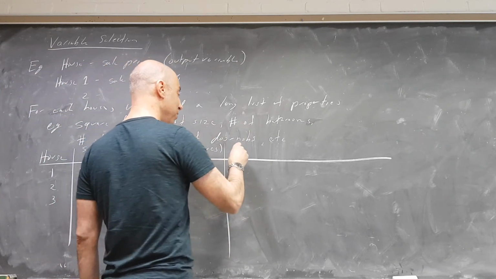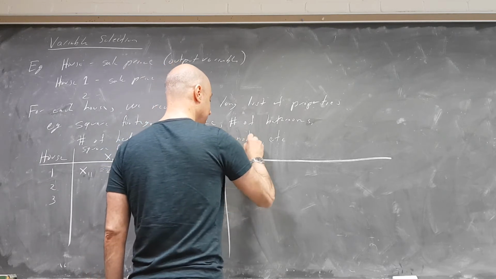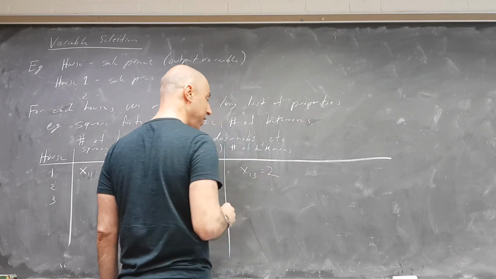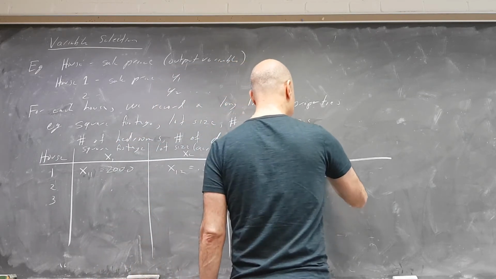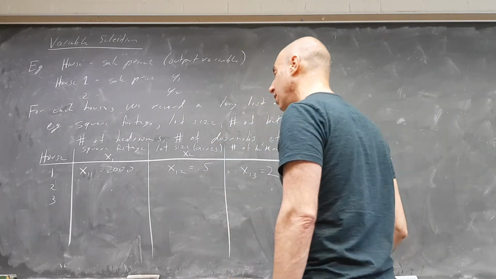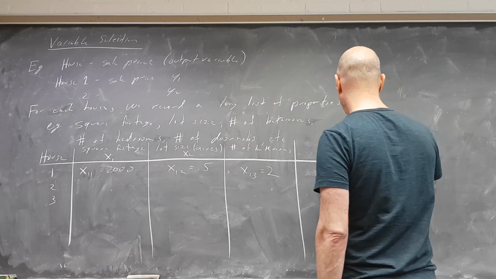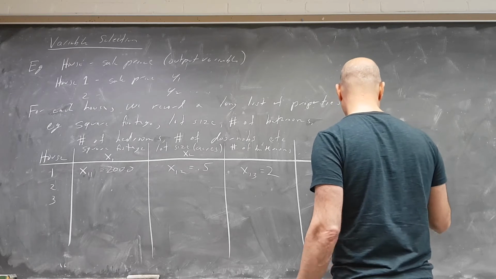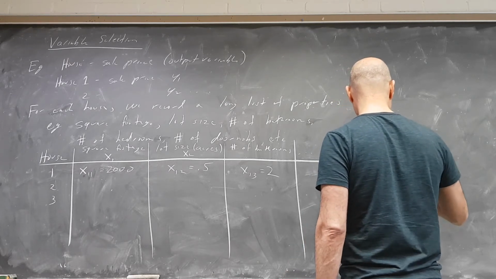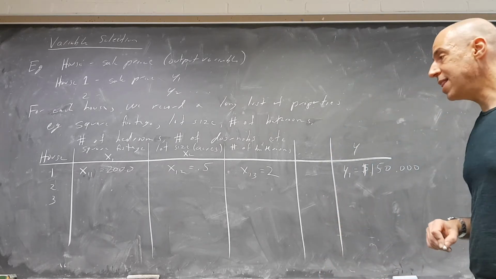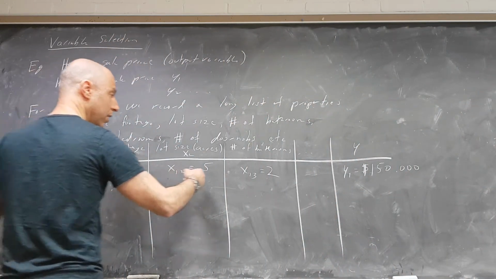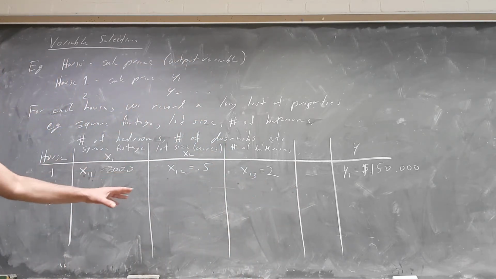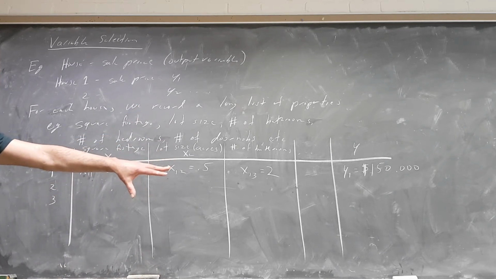Number of bathrooms, there are 2 bathrooms, this is x13. And so on, dot, dot, dot, lots and lots of columns. And then there's a sale price. So Y1, whatever this house sold for, $150,000. And then we have all the data for house 2, all the data for house 3, all these properties, and the sale price.